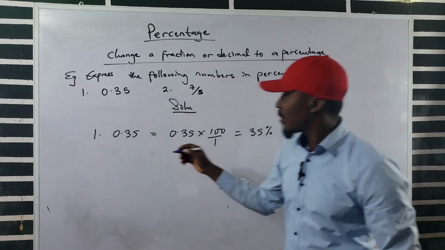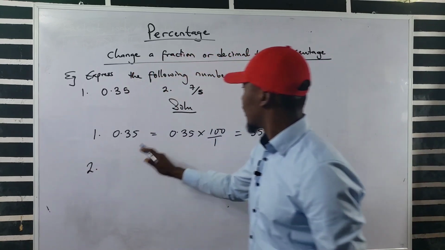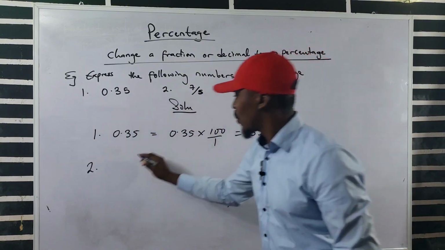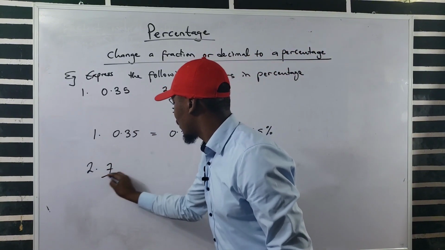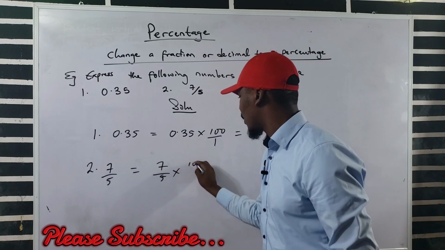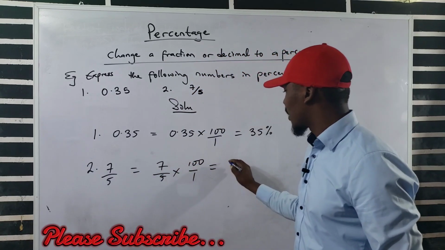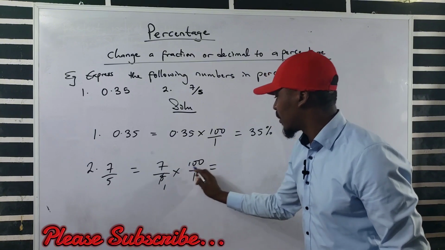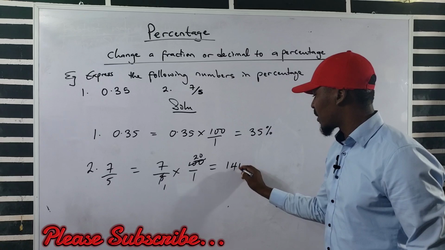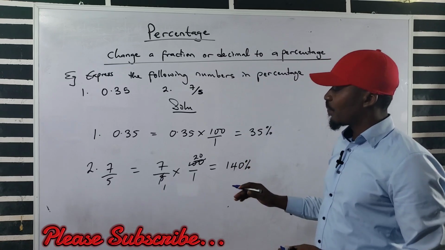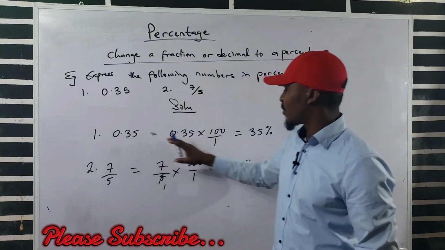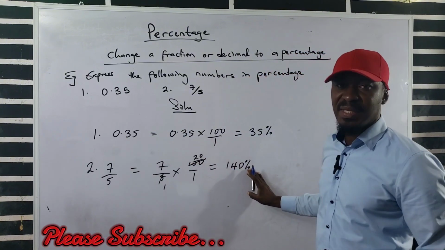Percentage. Then the second one, of course, the same way, the difference is that this one is a decimal, while this one is a fraction. So I'm going to have 7 over 5 times 100 over 1. So that will give us 5 here, 1, 5 here, 20, 20 times 7, 140%. So any fraction at all, just multiply by 100. Any decimal, you can just multiply by 100, you get your percentage.